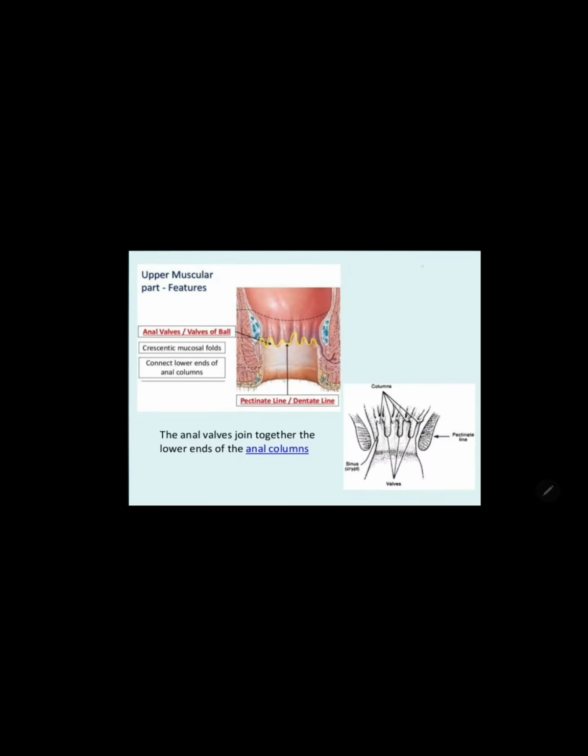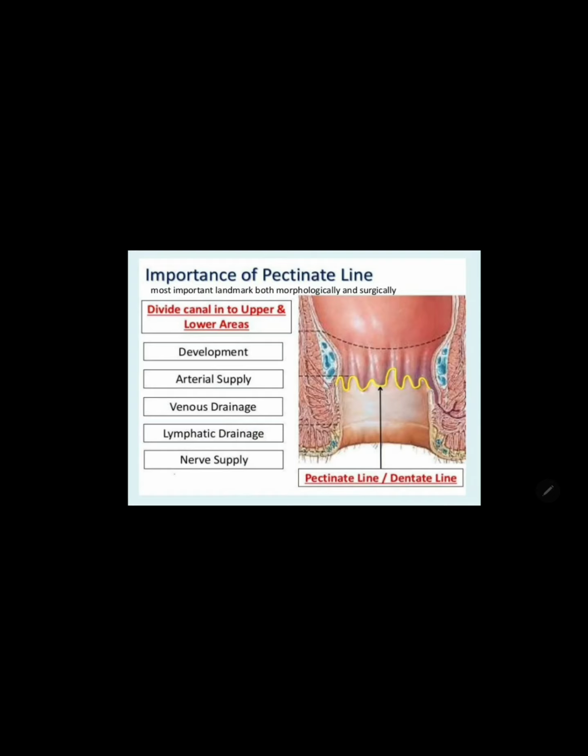one third, and you can see anal valves, the lower cradle-like parts of the columns. They are called anal valves of Ball. These are crescentic mucous folds. Here you can see these are the anal valves that you observe in the upper one third of the anal canal, and they connect the lower end of the anal columns. So anal valves are joined together at the lower end of the anal columns.